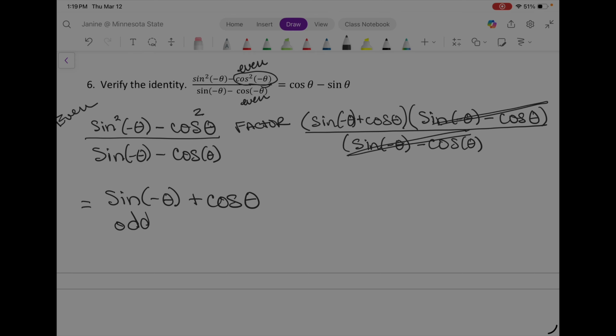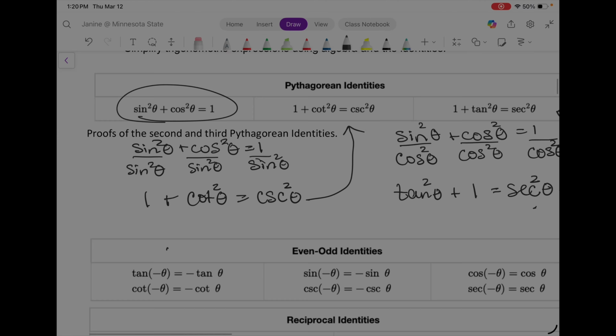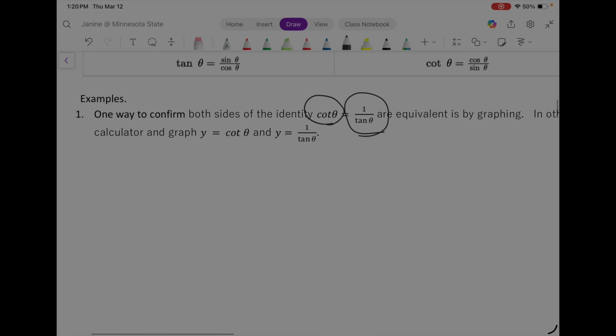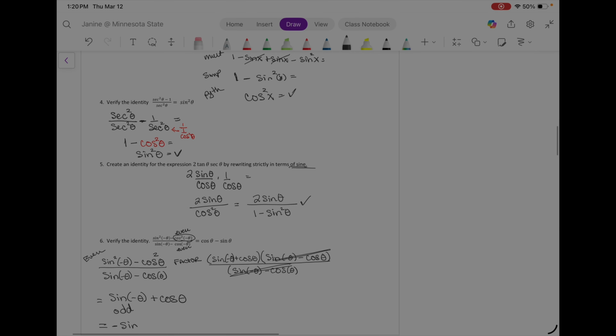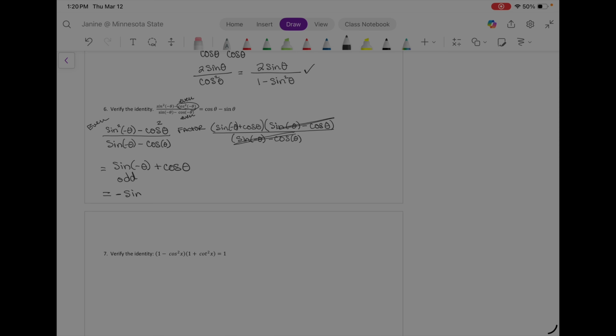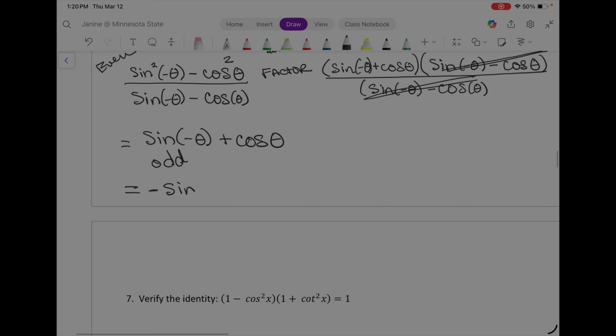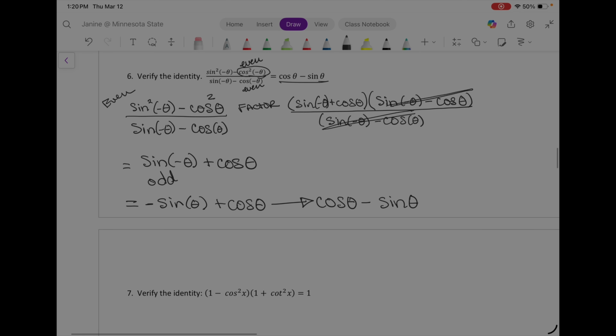Now, the sine, this one's odd, so this will be a negative sine of theta plus cosine theta. And honestly, rearranging the order is kind of the least of our worries, but there it is, and now it's equal to what we wanted it to be equal to. You gotta cancel the right things, right?